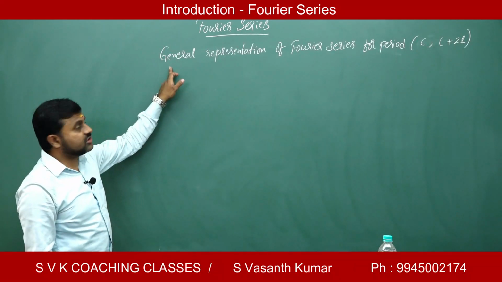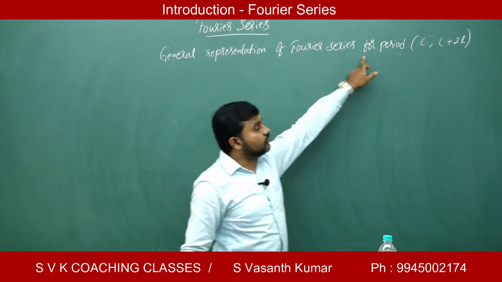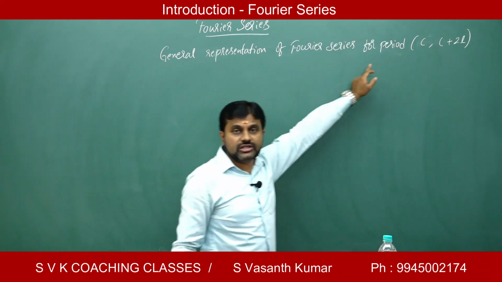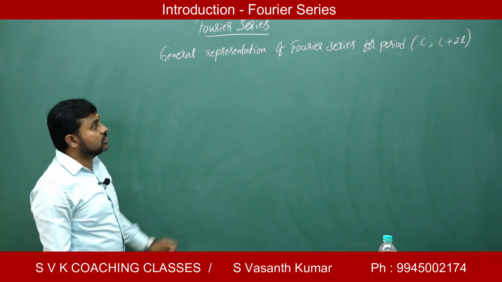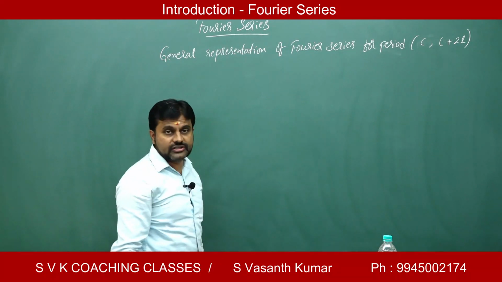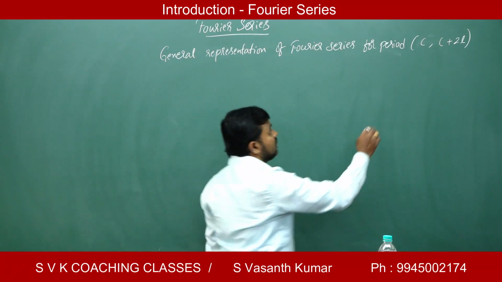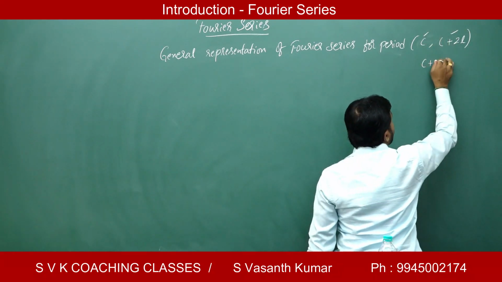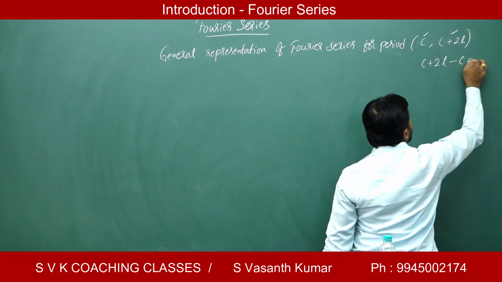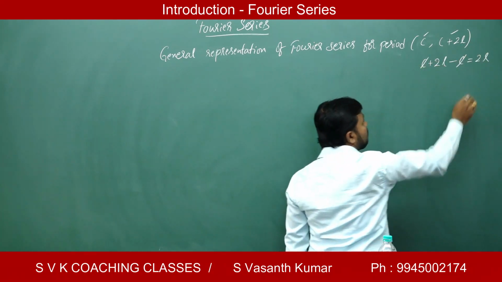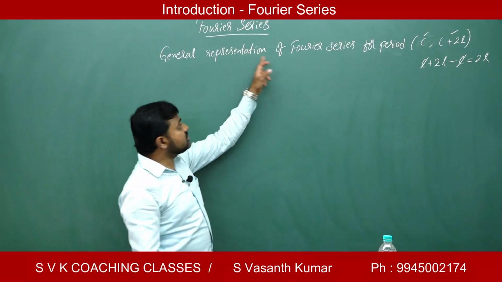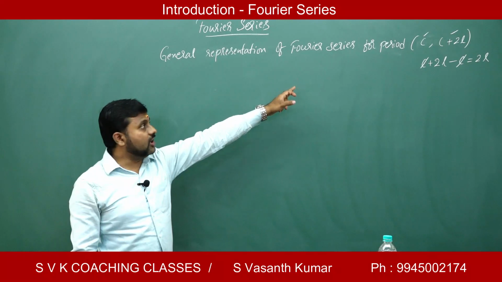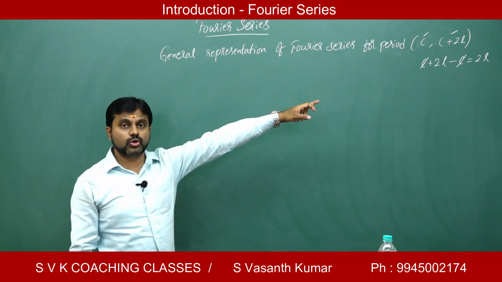Now we shall see the general representation of Fourier series for the interval c comma c plus 2L. How to find out the period of the given function? Upper limit minus lower limit gives the period. The c gets cancelled, and you are left with period 2L. So the function is given on c comma c plus 2L, and we can say that it has period 2L.